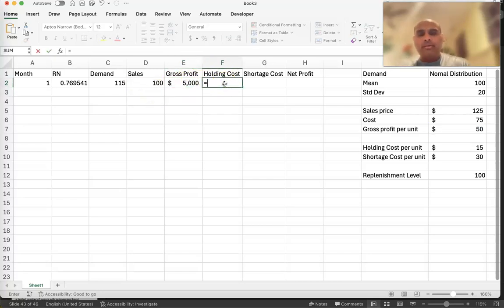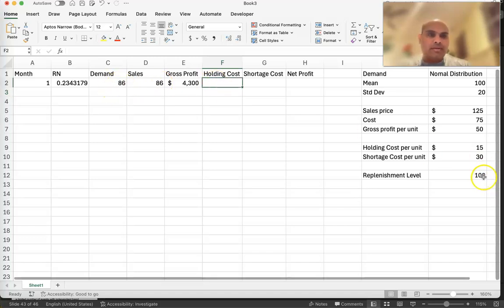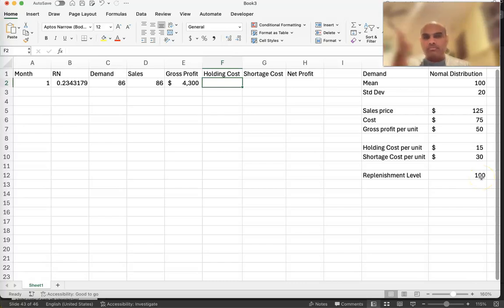My holding cost: I will be assessed a holding cost if my demand is less than the replenishment level. Say, for example, in this scenario, demand is 86 and sales is also 86. Now I will have a holding cost because my demand is less than my replenishment level. So it comes down to that case. We have to look at the replenishment level, and whichever is smaller, that's the one we're going to use.